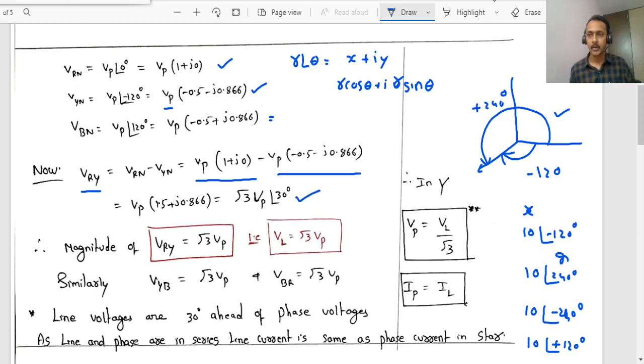This is very, very important. Root 3 V phase at an angle 30 degrees. How do we understand that? That means the magnitude of Vry, nothing but which voltage? Between R and Y, line voltages, between two lines, line voltage is equal to root 3 times the phase voltage. Very, very important. So Vry we can represent with letter line voltage. VL is equal to root 3 times V phase.